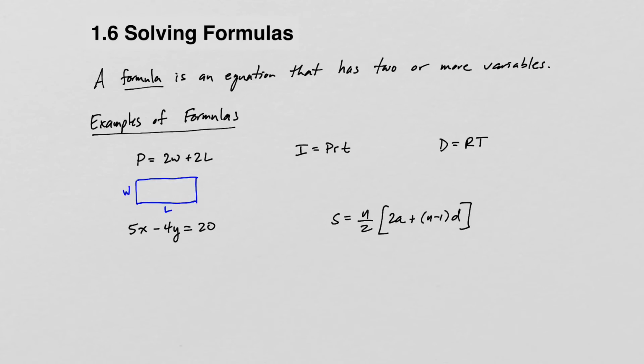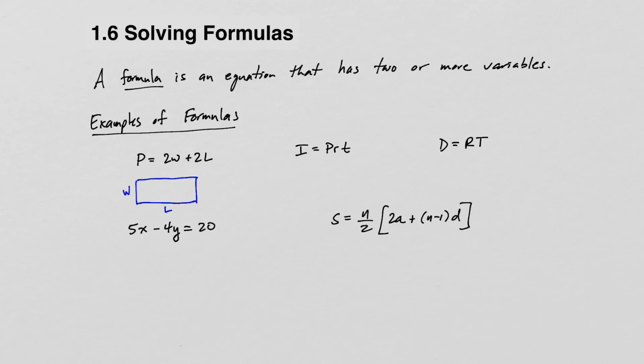The next formula is 5x minus 4y equals 20. And I want you to notice that it does fit the definition of being a formula because it has more than one variable in that equation. But it's not a formula that represents anything necessarily in the real world. So a formula doesn't have to be something that represents a known situation in the real world. It could just be an abstract equation involving a couple of variables.